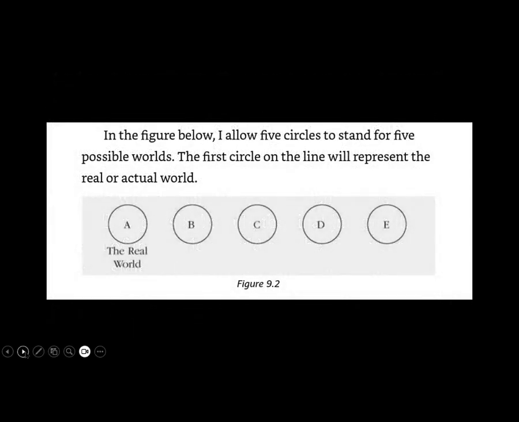In the figure below, I allow 5 circles to stand for 5 possible worlds. So he has world A as the real world, and then these others are counterfactuals or modal pictures of how things might have been or could have been. They could be world B, C, D, E.